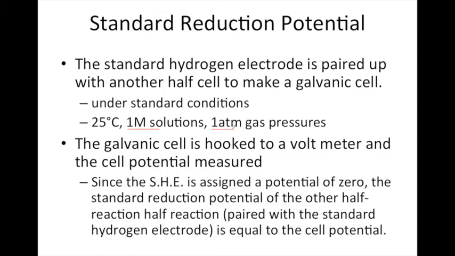Remember, the standard hydrogen electrode is assigned a potential of 0, so the standard reduction potential for the other half cell is whatever our cell potential is. So whatever that voltmeter reads is the standard reduction potential of the other half cell that's paired with the standard hydrogen electrode.